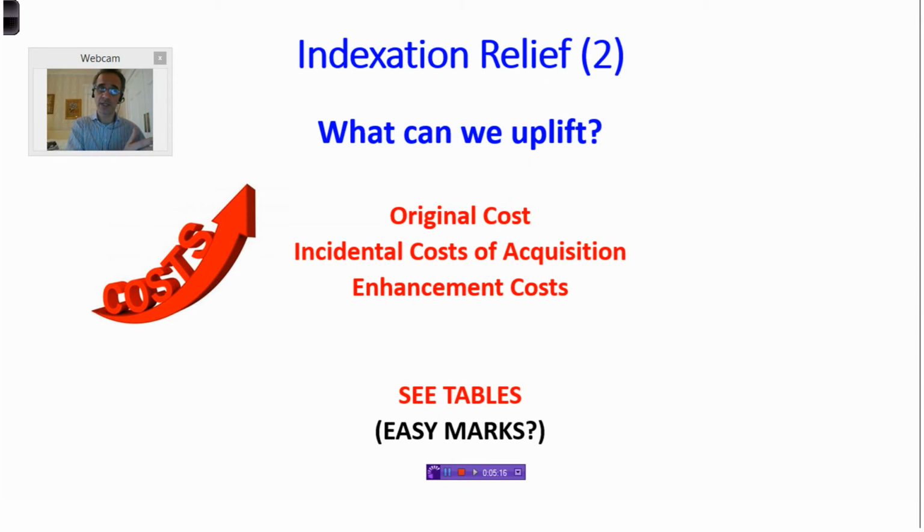So we bought the asset and then we've added to its value, perhaps an extension on a house, for example. So we can uplift each of these costs. And where we find the indexation figures, as I mentioned, is in the table, and I'll show you an example of that in a moment.